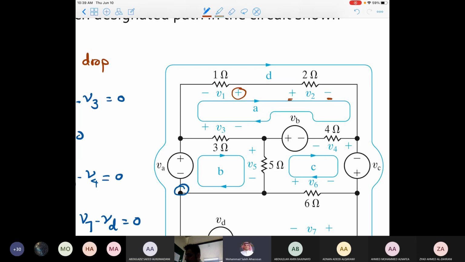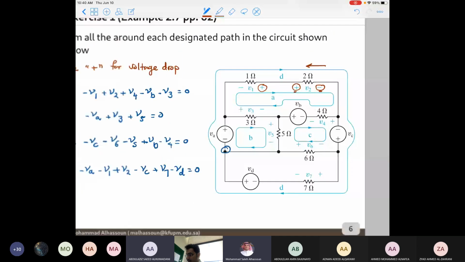So if we are moving from the positive to the negative, it means that we're moving from the high potential to the low potential. So if we're going this way, we're going to assign positive. If we're going the other way around, if we're moving from the low potential to the high potential, meaning we are going to the left, then we assign negative. Okay. Very good.